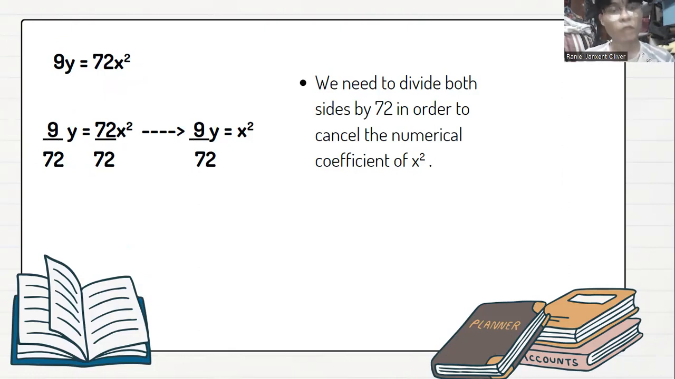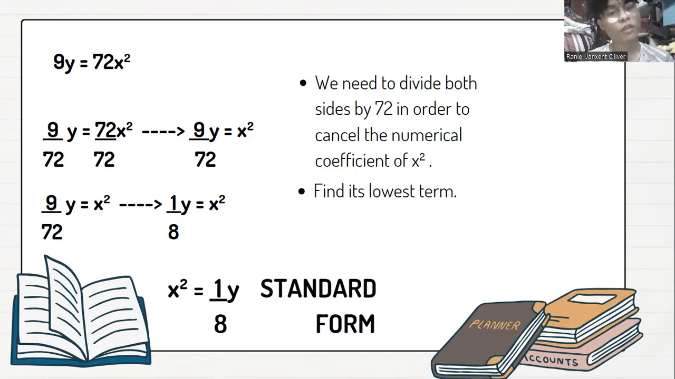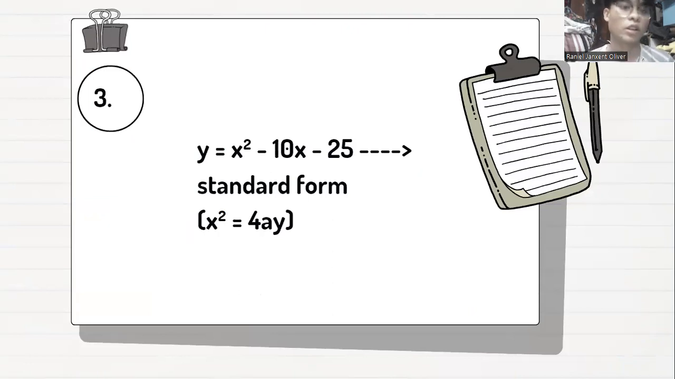Now, it can be the answer, but you need to simplify it by finding its lowest terms. Since 9 and 72 are both divisible by 9, we just have to divide both numbers by 9. So 9 divided by 9 is 1, and 72 divided by 9 is 8. Now we are left with 1/8 y equals x squared. Therefore, we can conclude that the standard formula of 9y equals 72x squared is x squared equals 1 over 8y.